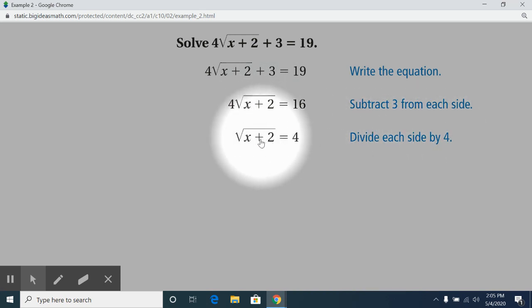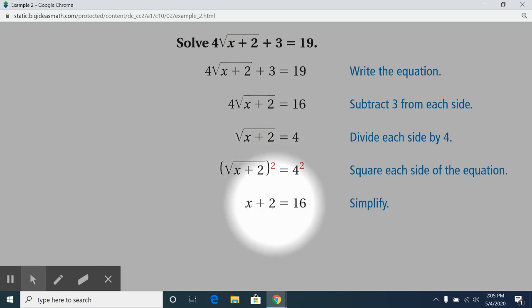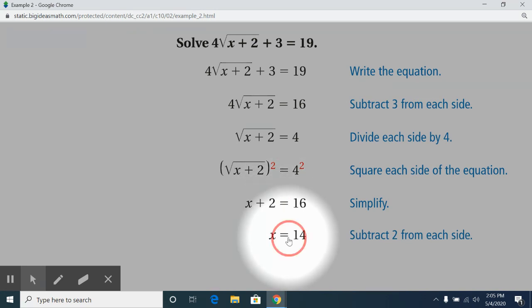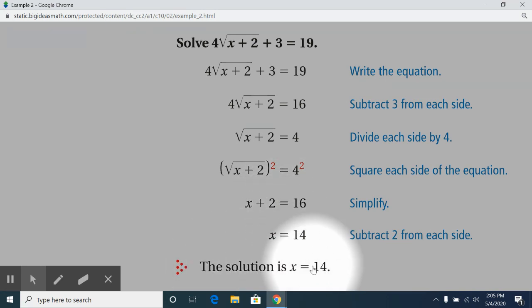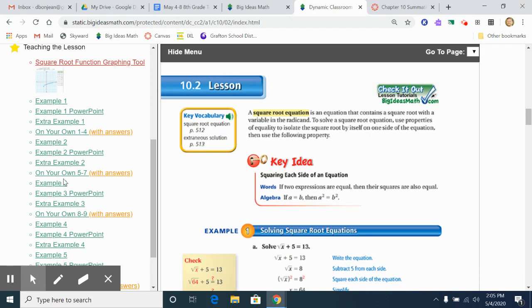And we're going to end up with this. So the square root of x plus 2 equals 4. Now, to get rid of that square root symbol, we're going to square both sides. That gives us x plus 2 equals 16. And now we're just going to solve for x by subtracting 2. So our solution here is x equals 14. That's just like number 7 that you're going to see.